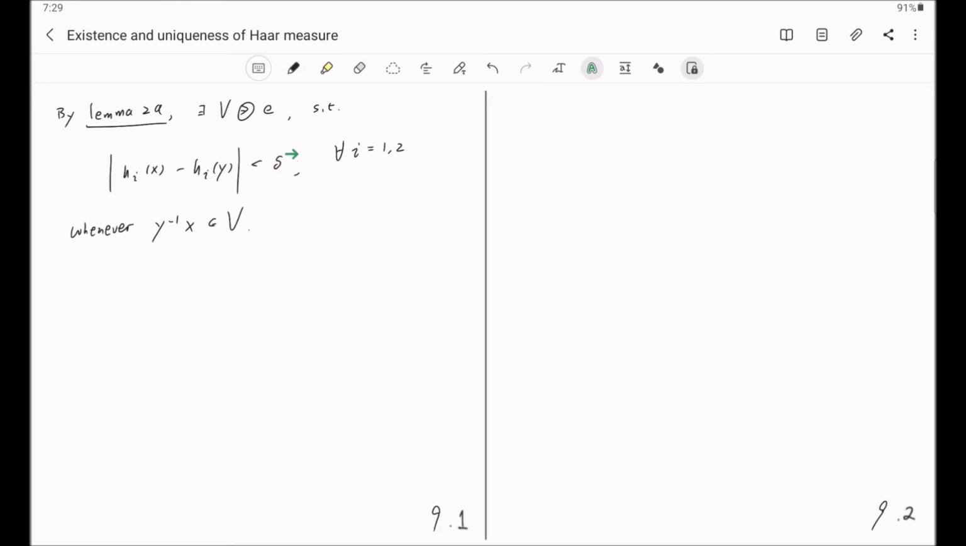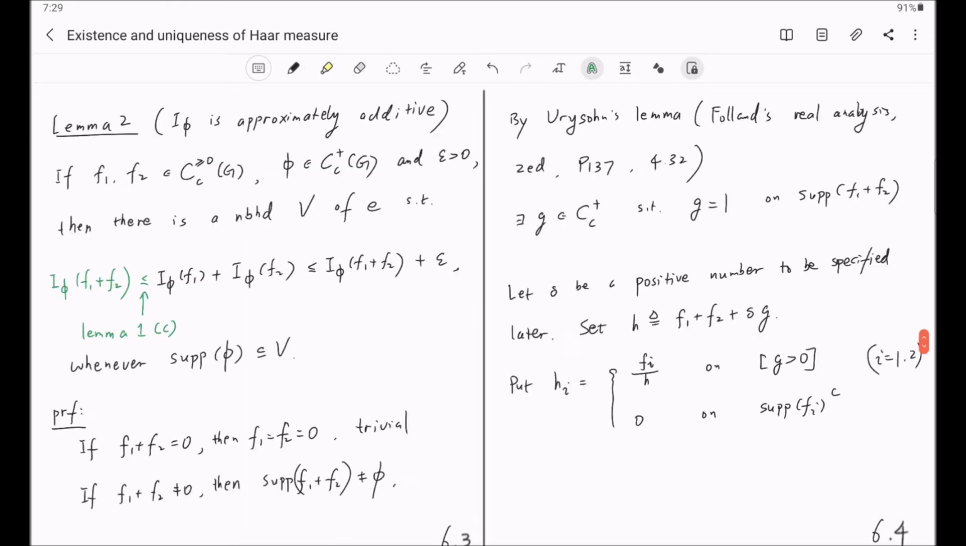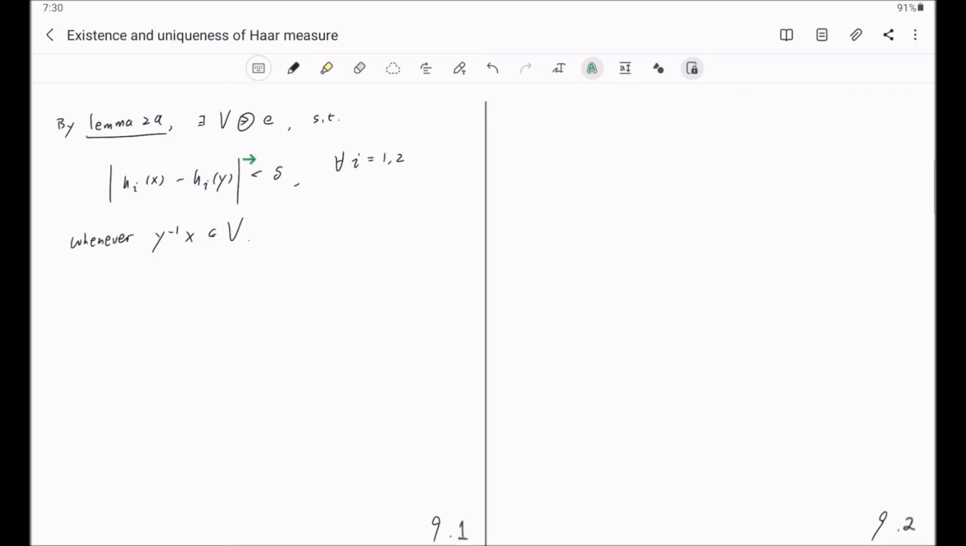This delta is the same delta as in the beginning when we defined this h. This delta is something we said to be specified later. Now we choose V containing the identity element of G such that blah blah blah. Namely, the h_i's are uniformly continuous.